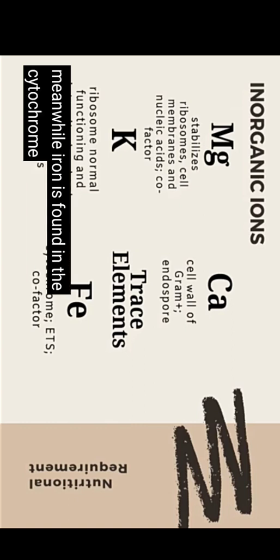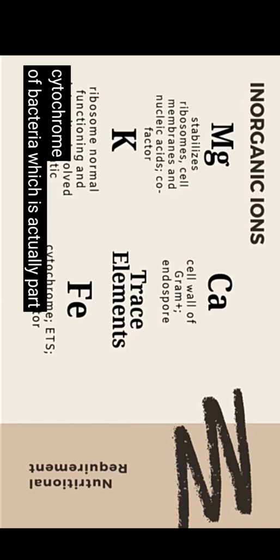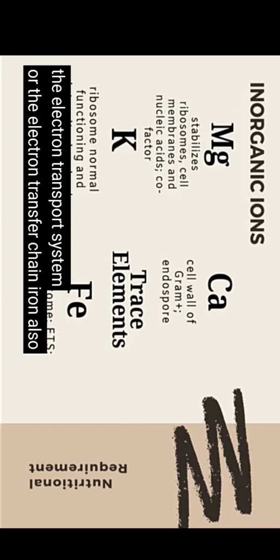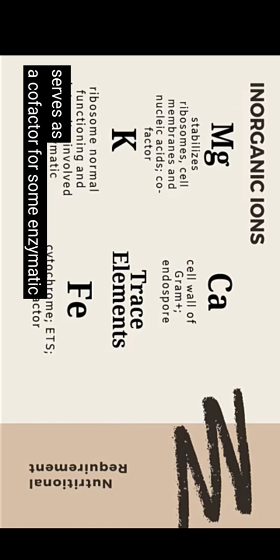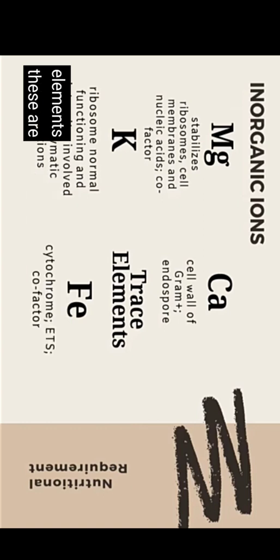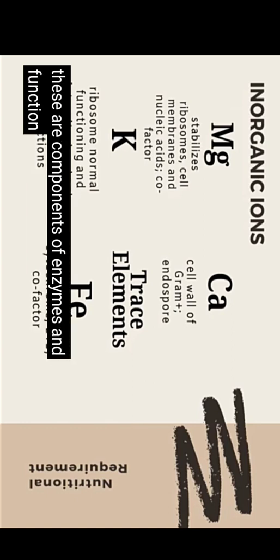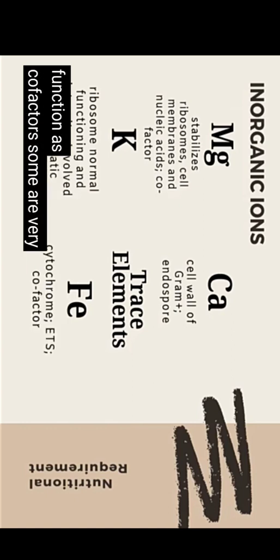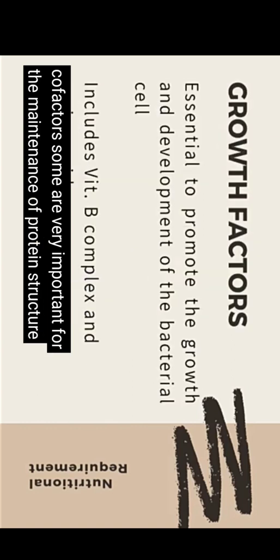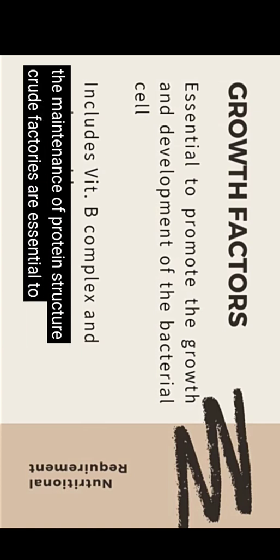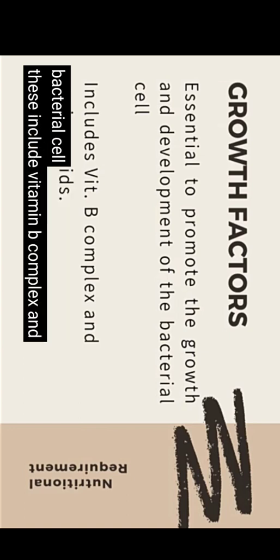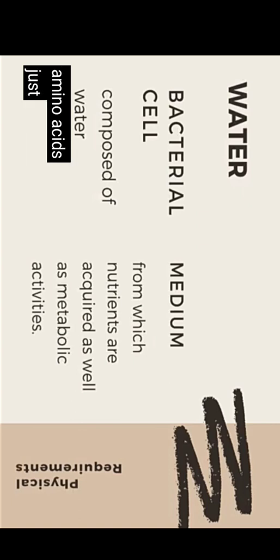Meanwhile, iron is found in the cytochromes of bacteria, which are part of the electron transport system, or the electron transfer chain. Iron serves as a cofactor for some enzymatic activity. And of course, let us not forget the trace elements. These are components of enzymes and function as cofactors. Some are very important for the maintenance of protein structure. Growth factors are essential to promote the growth and development of the bacterial cell. These include vitamin B complex and amino acids.